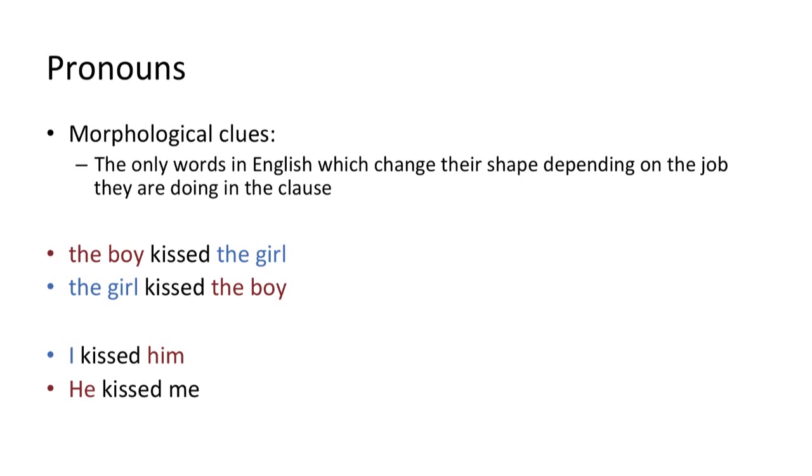If I say, I kissed him, then I'm the one doing the kissing and he's the one being kissed. If I say, he kissed me, then he's the one doing the kissing and I'm the one being kissed. You can see that the shape of the pronouns changes between the 2 sentences. The first person pronoun is I, if I'm the one doing the action, but it's me if I'm the one having it done to me. And the third person pronoun is he if he's the one doing the action, but it's him if he's the one having it done to him. We say that pronouns have different subject and object forms.